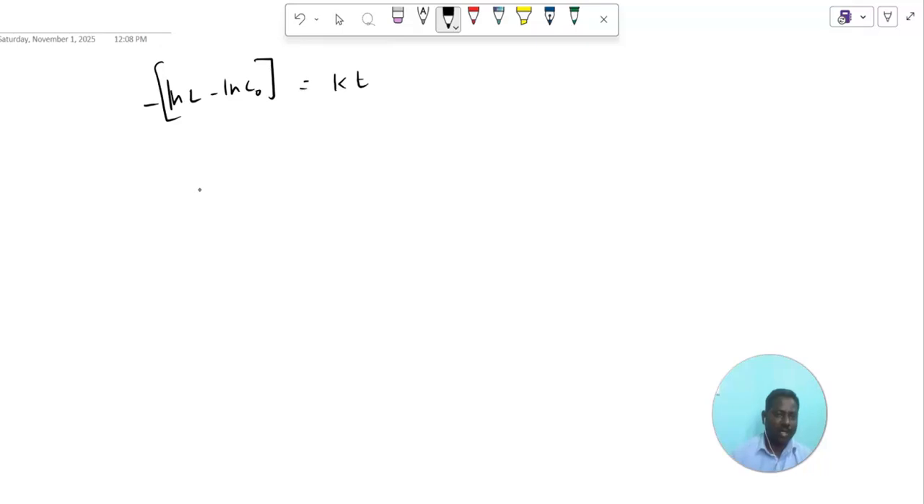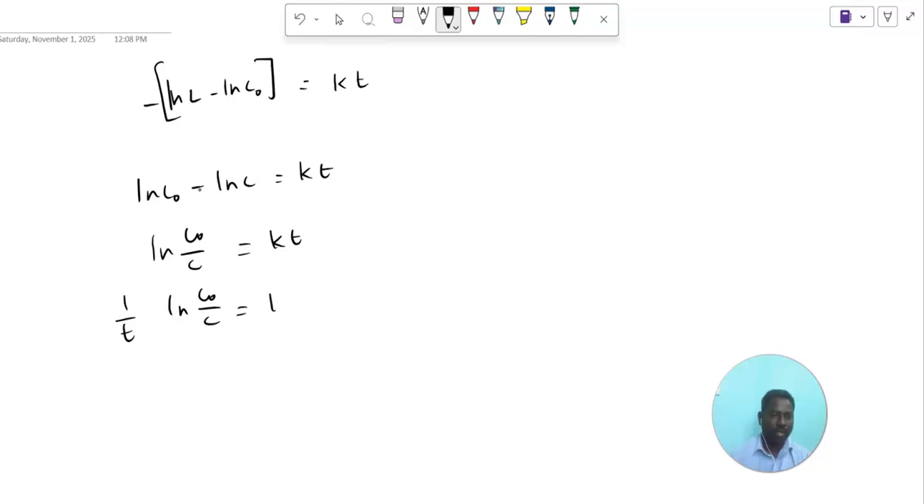You can bring the sign inside the bracket. So ln C naught minus ln C is equal to kt. ln C naught minus ln C, you can write it as ln C naught by C is equal to k into t. If you bring this side, 1 by t ln C naught by C is equal to k. So this is the rate constant expression for the first order reaction.